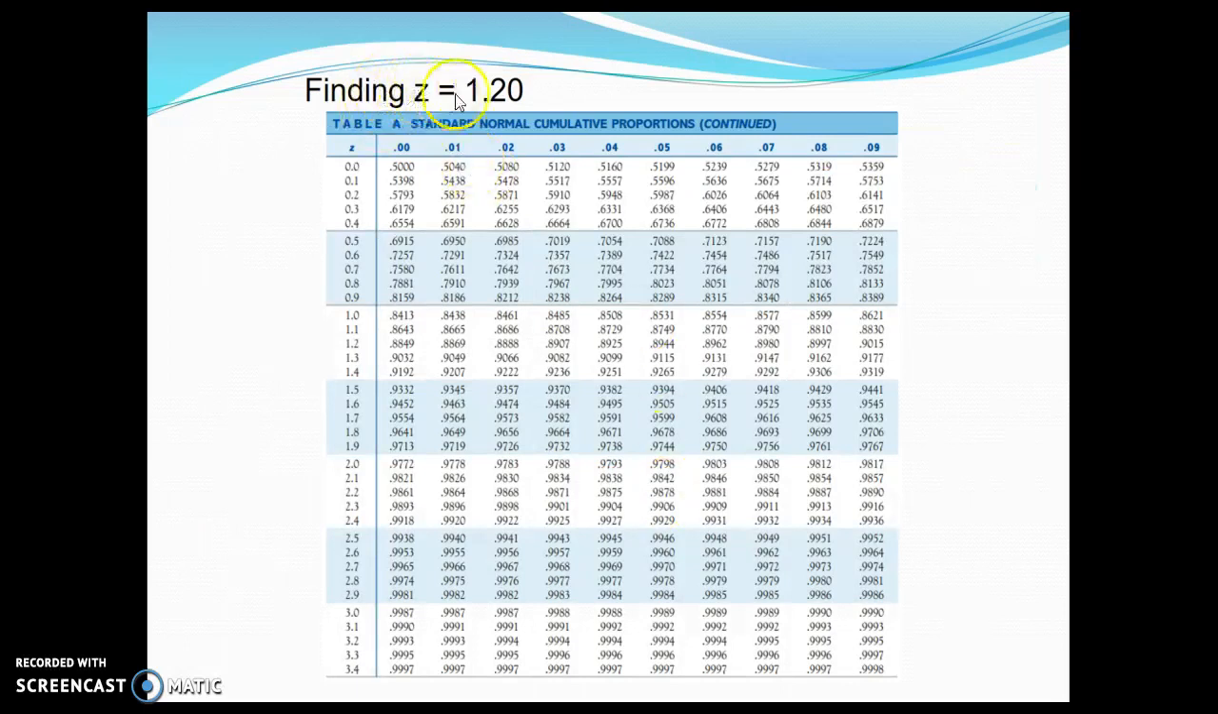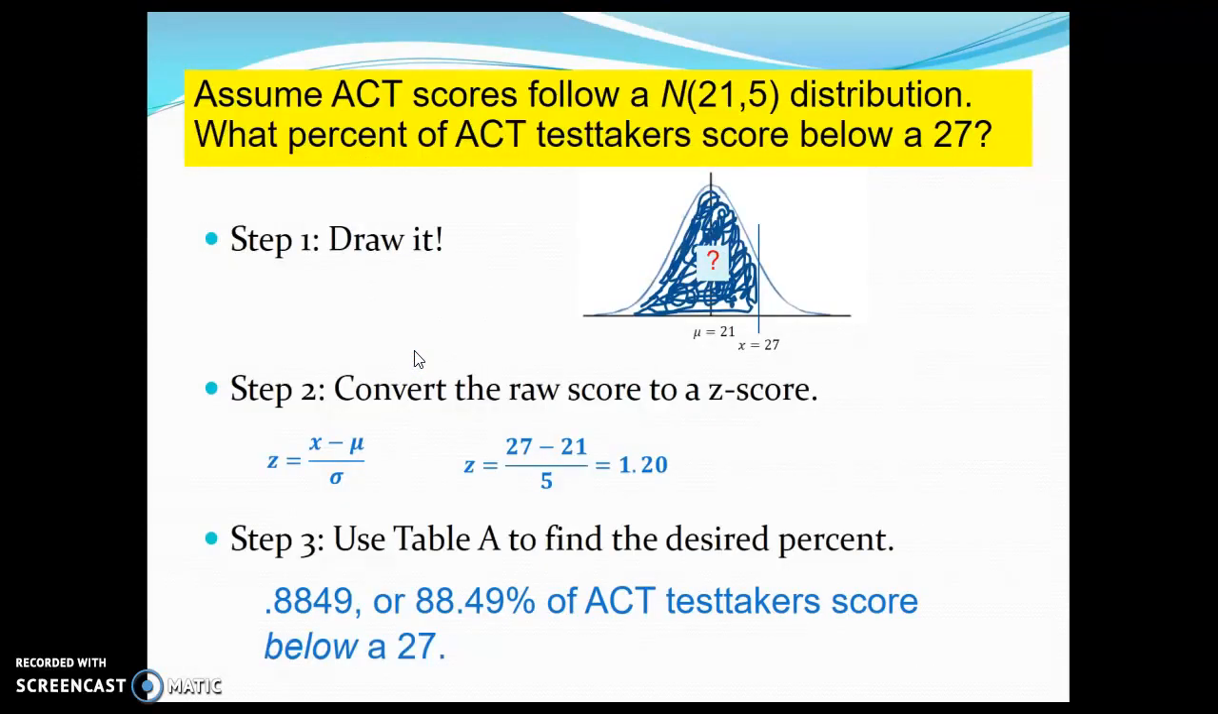So we have a z-score of 1.20, which means we have the information in the margins here. 1.2, so we get our first two numbers there. And then the 0, the hundredth digit, we're pulling off of the top here. So 1.2, and then the 0 would give us a value of 0.8849. In other words, 88.49% of ACT test takers score below a 27. So this portion right here is 88.49% of the distribution.